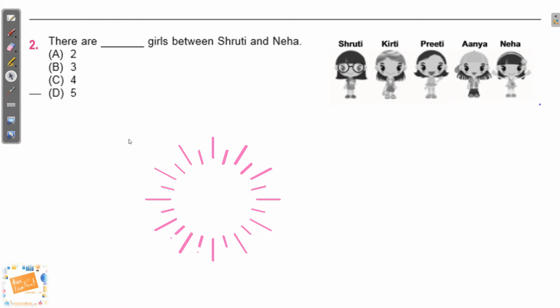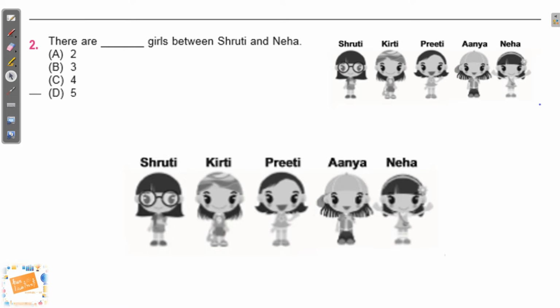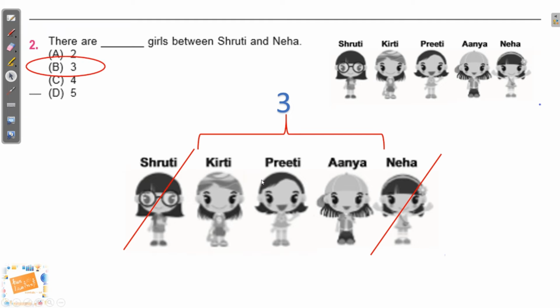Well, let's see if your answer matches ours. So there are all these 5 girls and we need to count girls between Shruti and Neha. So between them there are 3 girls. We don't include Shruti and Neha. Hence there are 3 girls in between them and the answer is option B, 3.